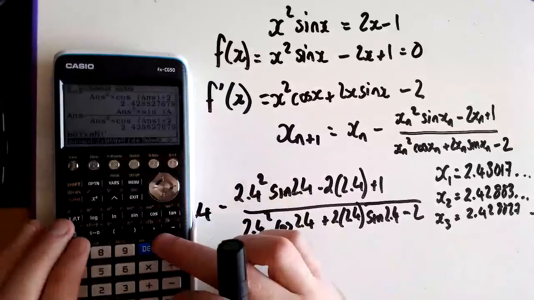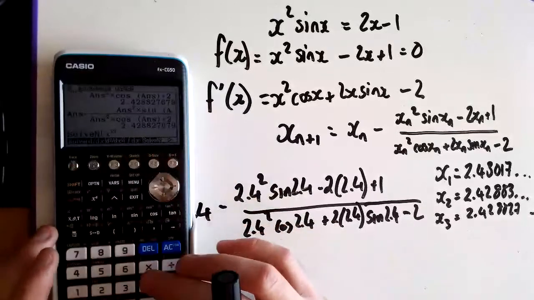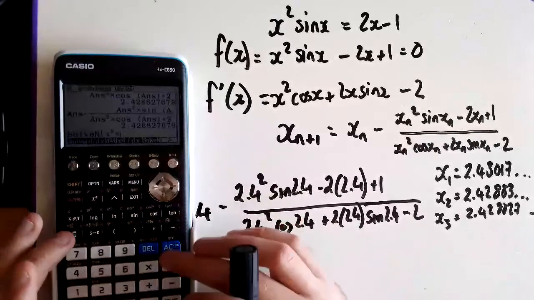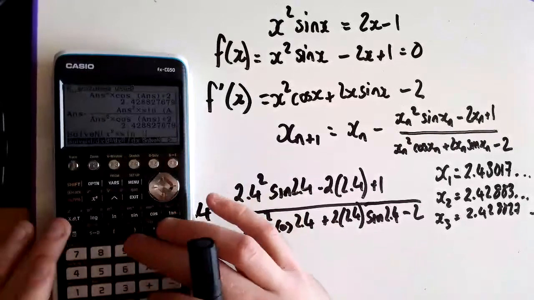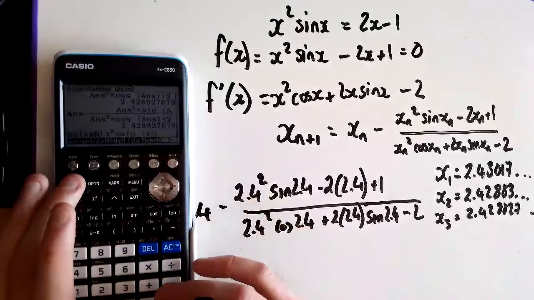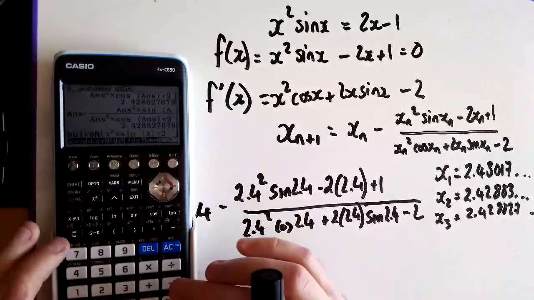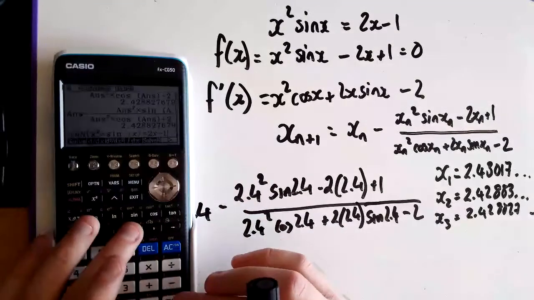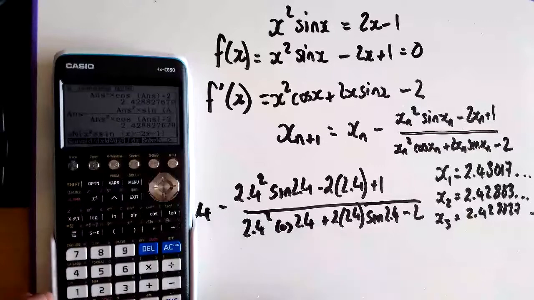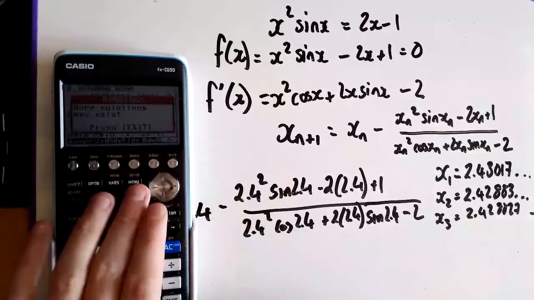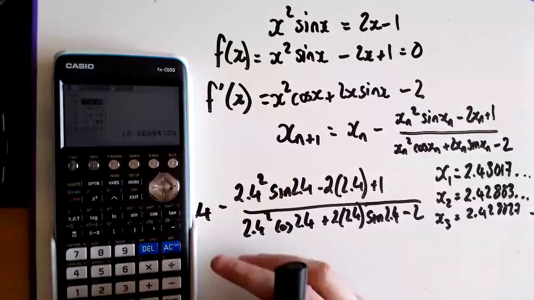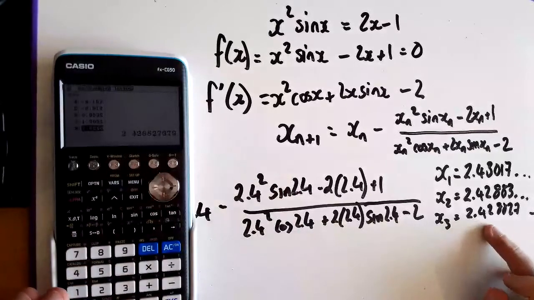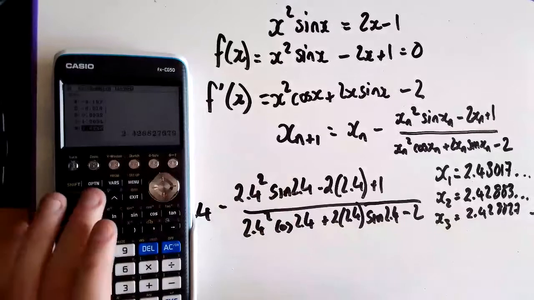So it's x squared times sine x, sine bracket on that x, equals 2x take away 1. I don't have any limits to type in, so it's going to take a bit longer to work them out. And we want the one up in the 2 point something. They got 2.4288. So this method does work.